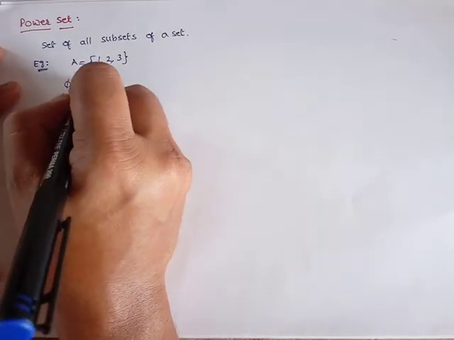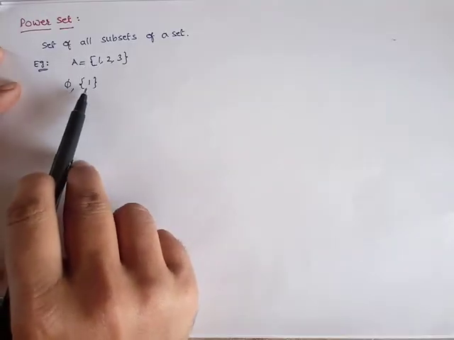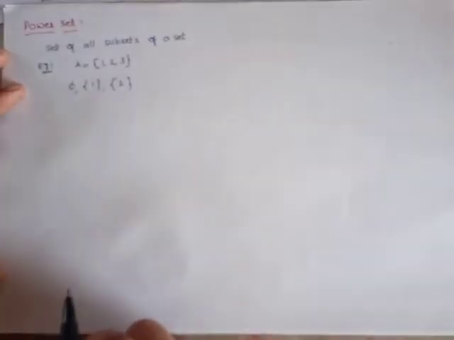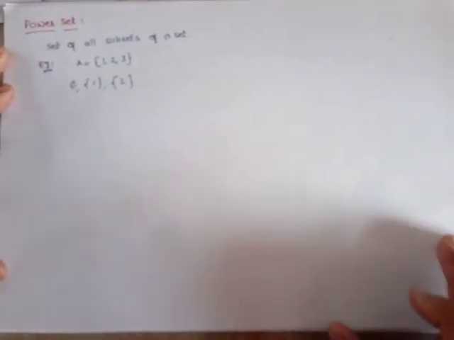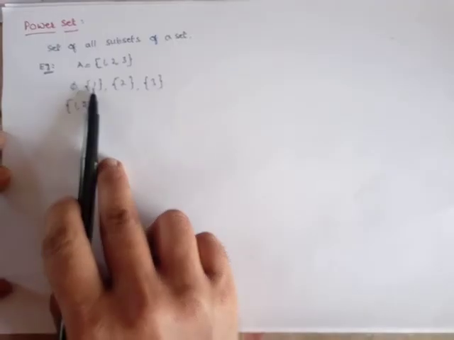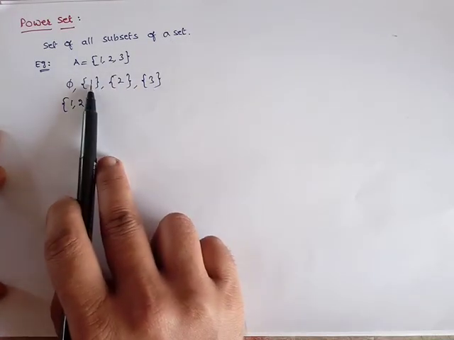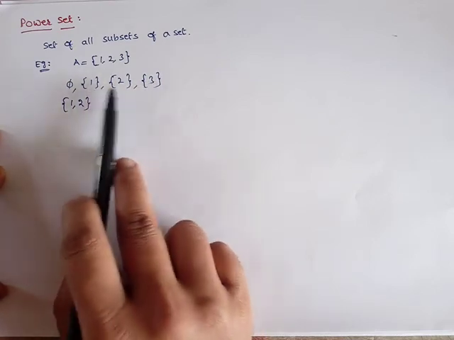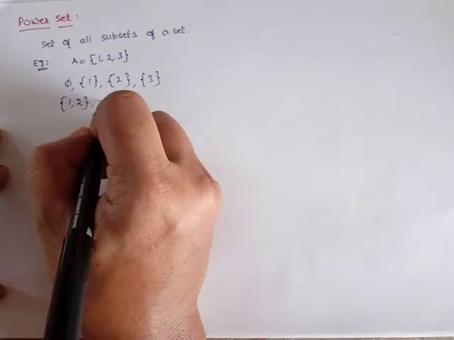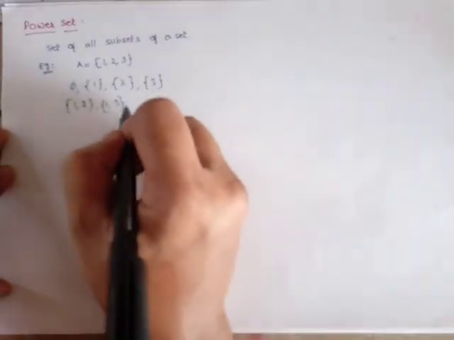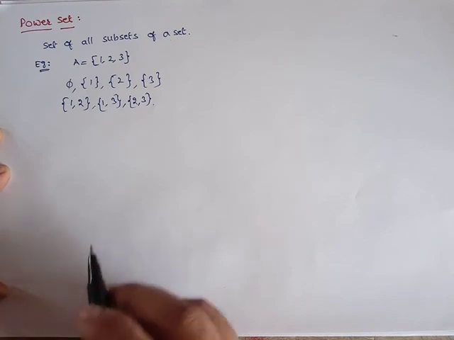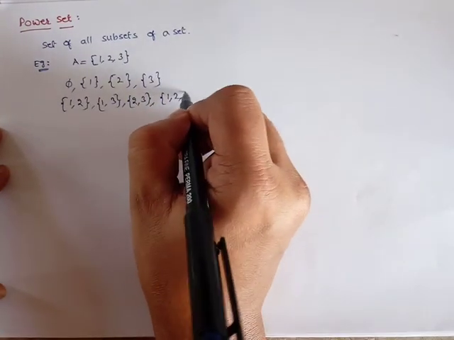And the second one, taking the element 1 only, {1} is a subset of set A. Next, taking the element 2 and writing it as a set, taking {1}, {2} and {3}, each element as a set, these three are subsets of A. Next, taking two elements, {1, 2} is a subset of A. Next, {1, 3} is also a subset of A, and {2, 3} is also a subset of A. And the last one, taking 3 elements at a time, {1, 2, 3} as a set.